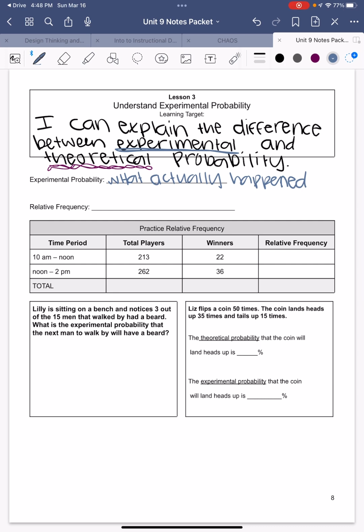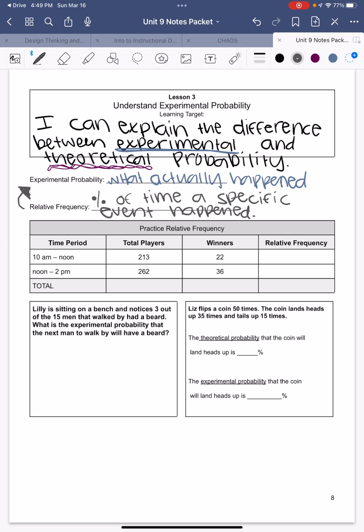And then the other thing we'll talk about is relative frequency, just a new vocab word, but going to be similar to what we've been doing. And that's going to be the percent of time a specific event happens. So we were calculating percents before. The relative frequency goes directly with experimental probability, figuring out how many times did it actually happen in the experiment. So we're going to look at this example here, some practice with relative frequency.